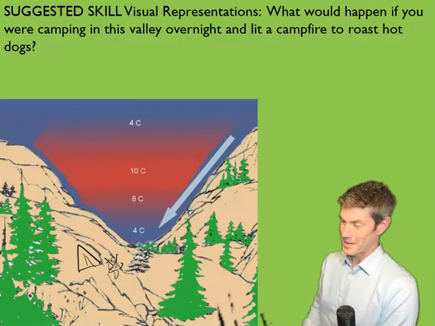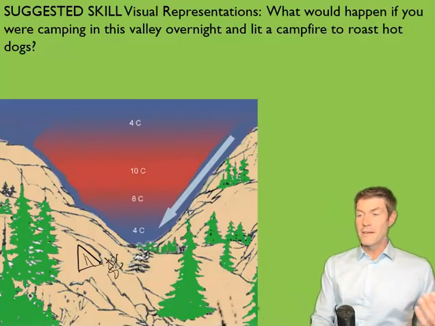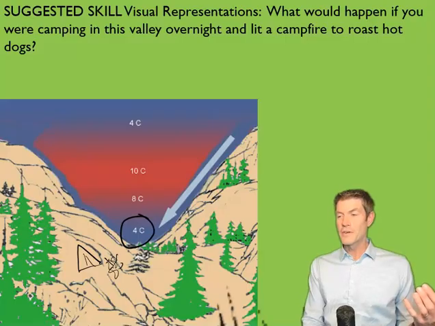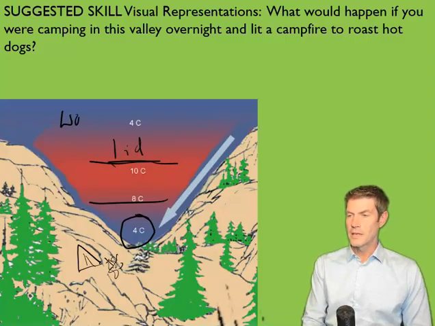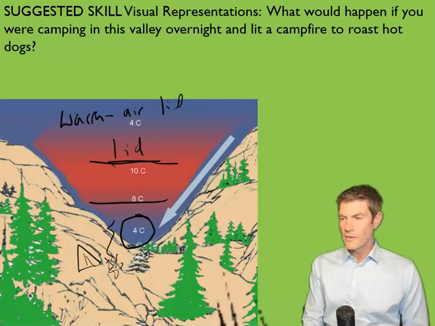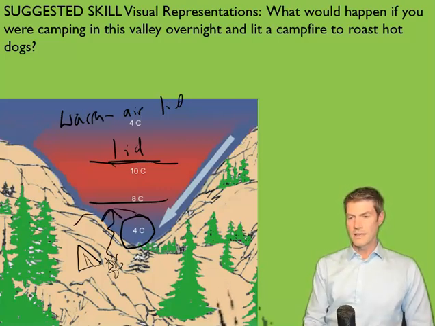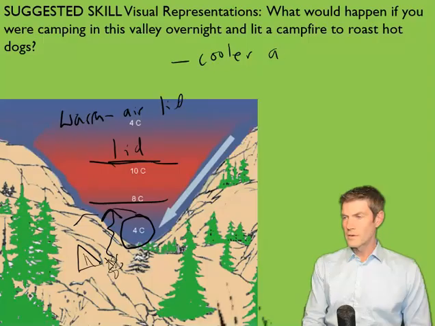Have you thought? Okay. Now that you've thought about it, what you should be noticing is, funnily enough, we have an inversion going on. You see how it's cooler at the bottom? We have this warm air acting as a lid. I'm going to say warm air lid. So whatever smoke you make from your fire is going to get held down into this valley. Okay, so what we see, cooler air under warmer air.